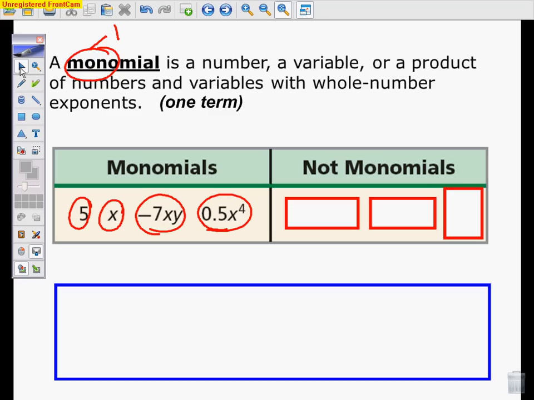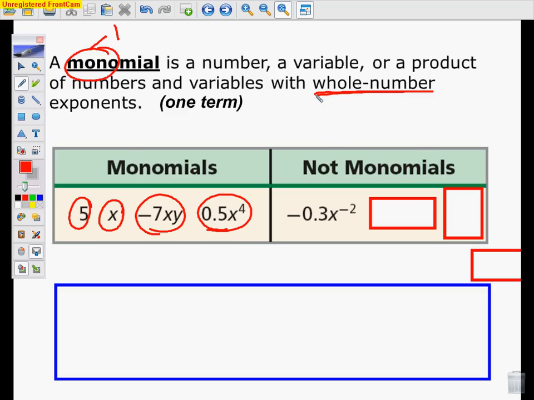All right, some things that are not monomials. Negative 0.3x to the negative 2. Remember, up at the top here it says that a monomial can be the product of numbers and variables with whole number exponents. And for something to be a whole number, it can't be negative. Okay, whole numbers, they start at 0.